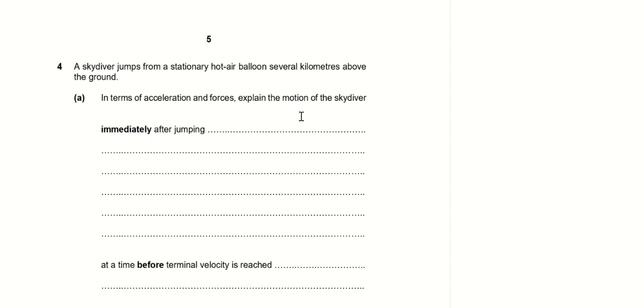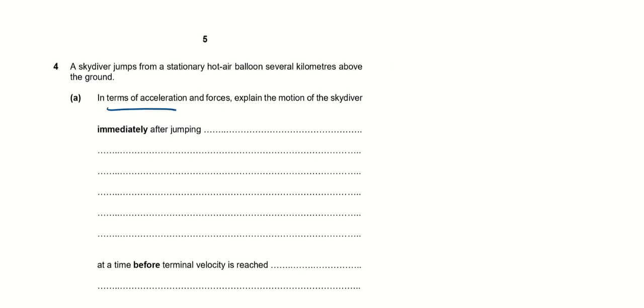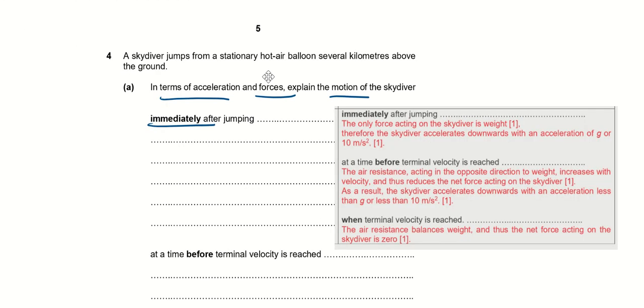Okay, question 4. A skydiver jumps from a stationary hot air balloon several km above the ground. We need to answer in terms of acceleration and forces. Explain the motion of the skydiver immediately after jumping. Okay, the answer is this.